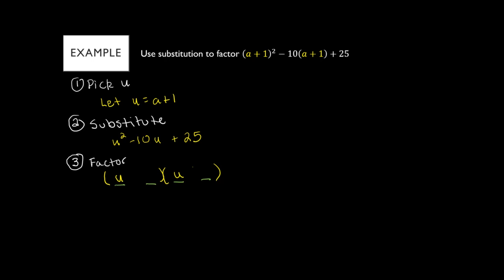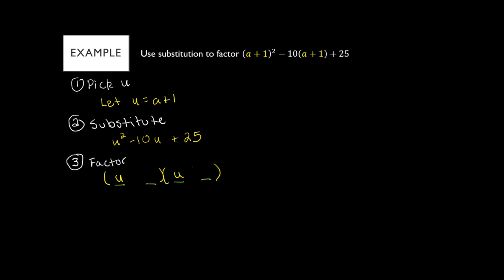The last position in each set of parentheses multiplies to the last number, 25. To multiply to 25, we have 5 times 5 or 1 times 25. So we have 2 choices there, and we need to determine which is the correct choice. We determine that based off of the middle term, because the 2 numbers need to add up to the middle. So whatever 2 numbers I pick, they need to add to 10.